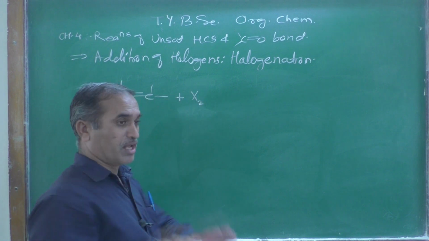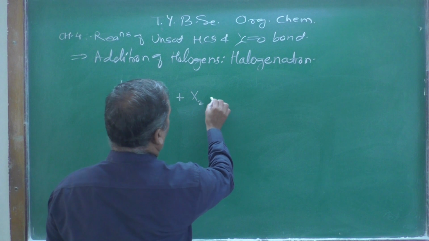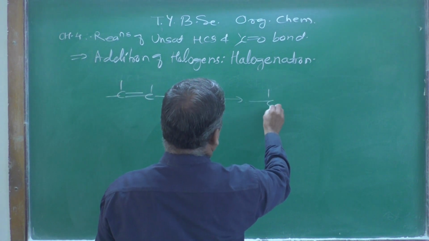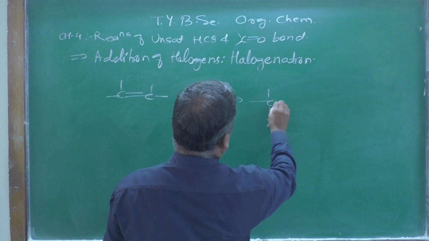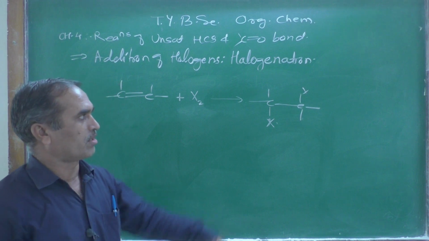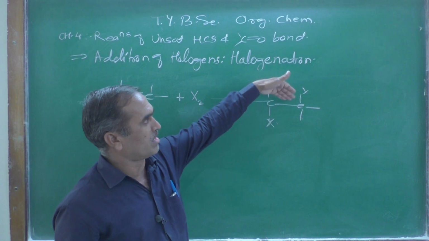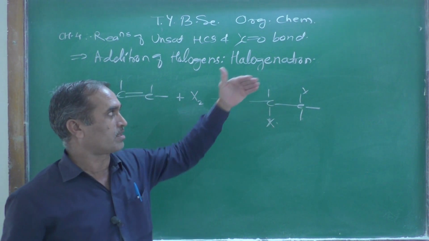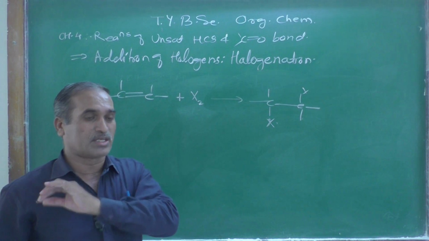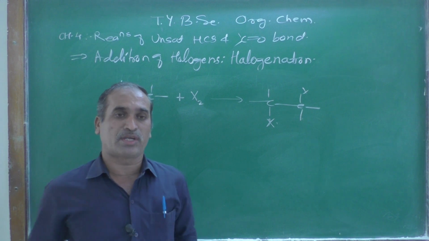let us see the general reaction. What do you get? You are going to get the addition reaction, with one X here and another X here. If you look at the product carefully, I have written one halogen atom above and one halogen atom below. The reason behind it is that addition takes place.